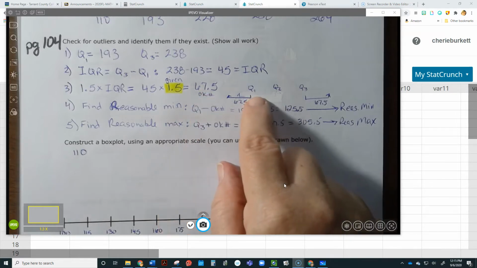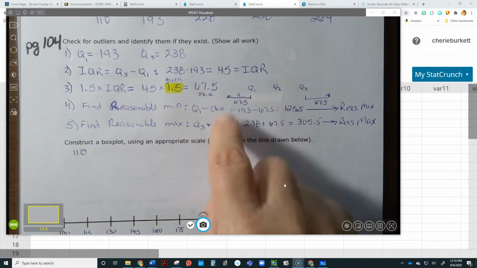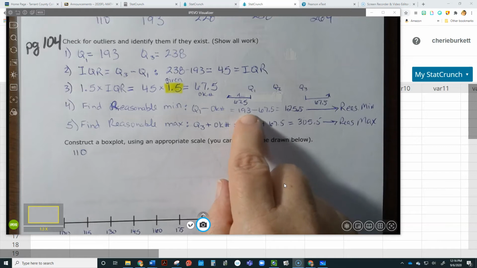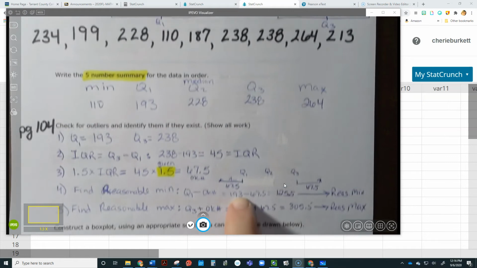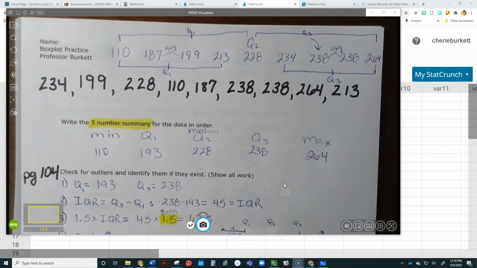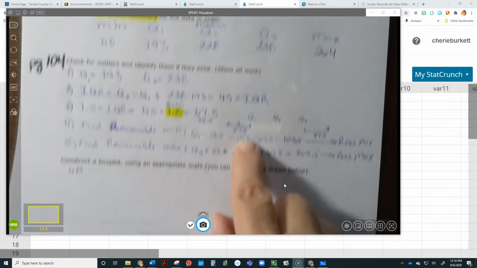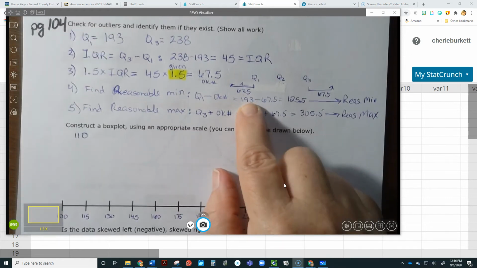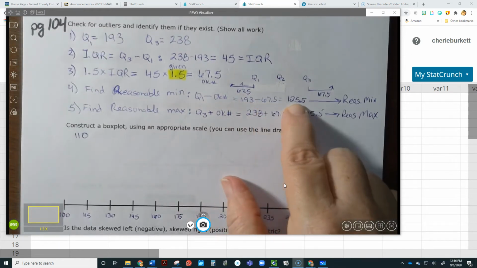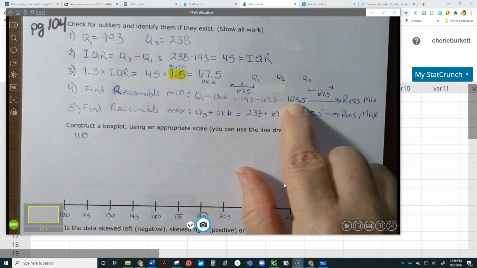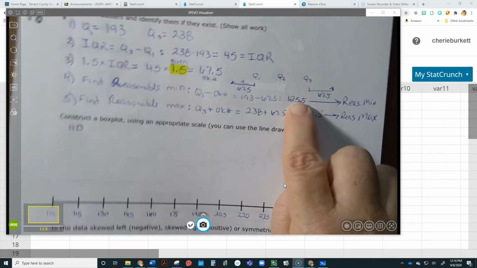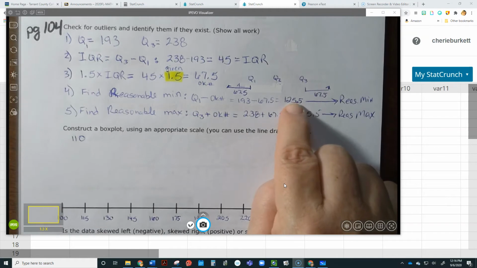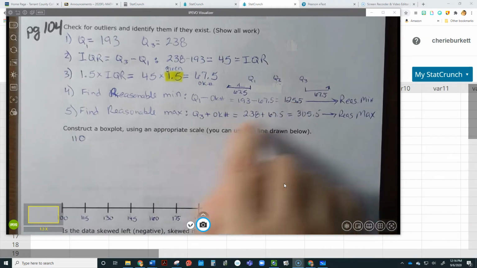So you go to Q1 and you back up 67.5, so that means we subtract. You go to Q1, which was 193 if we did it by hand. Remember, we found 193 by hand. We subtract the 67.5, and that comes out to be 125.5. That's our reasonable minimum. Then we're going to ask ourselves in just a minute, do we have a number smaller than that? And yes, we do. We have 110, and that's going to be our outlier.